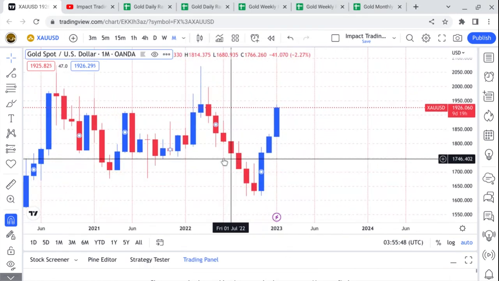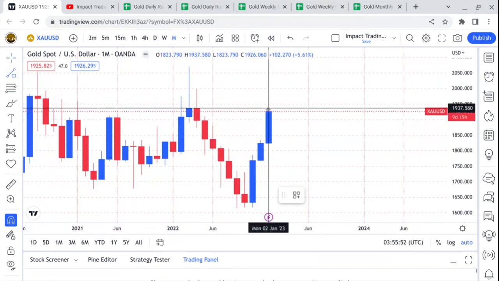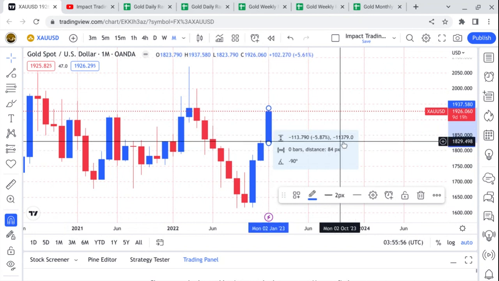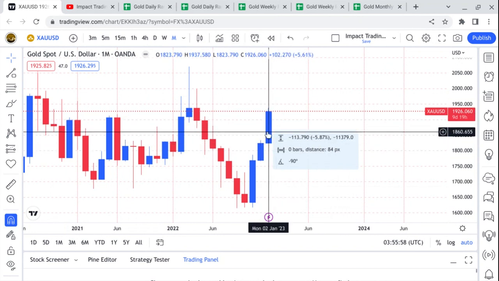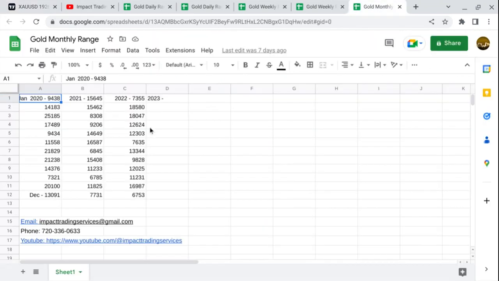21st. So this month right now, we want to look at monthly data. This month right now looks extended. It's moved 11,000 pips on the month. So we want to go to our monthly data and see the higher end averages. This is January 2023, and then we have all of 2022.